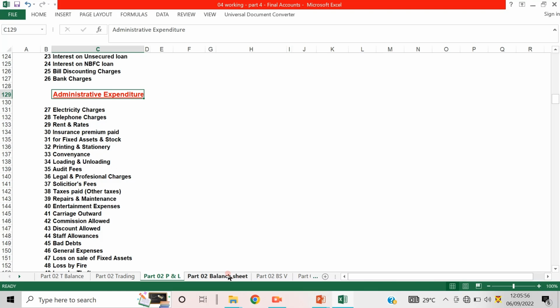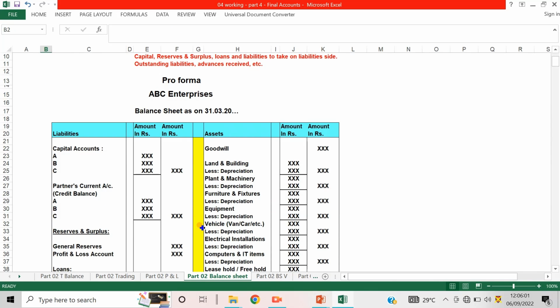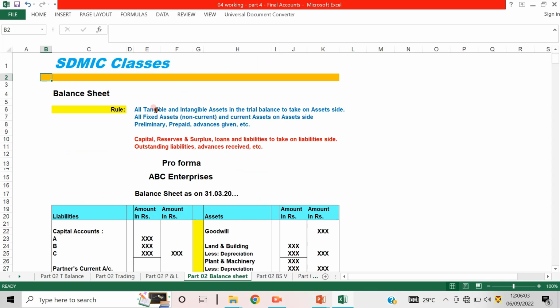Okay, now come to the balance sheet side. This is also a T-form balance sheet. Rule: all tangible and intangible assets in the trial balance are to be taken to the asset side. All fixed assets, non-current and current assets are on the asset side. Preliminary expenses, prepaid expenses, advances given, etc. are taken to the asset side. Then capital, reserves and surplus, loans and liabilities are taken on the liability side. Outstanding liabilities, advances received, etc. are on the liability side.